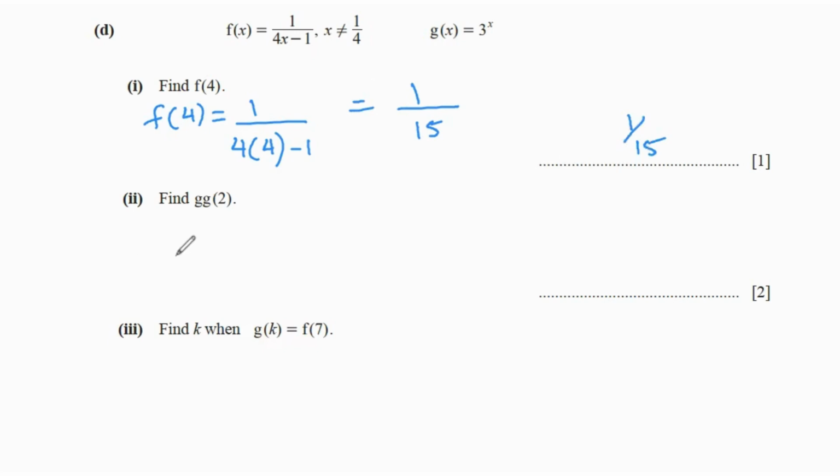Then find g of g of 2. So first find g of 2, which is 3 to the power of 2, that is 9. Then we find g of 9, which is basically g of g of 2. So 3 to the power of 9, which is basically going to give us 19,683.